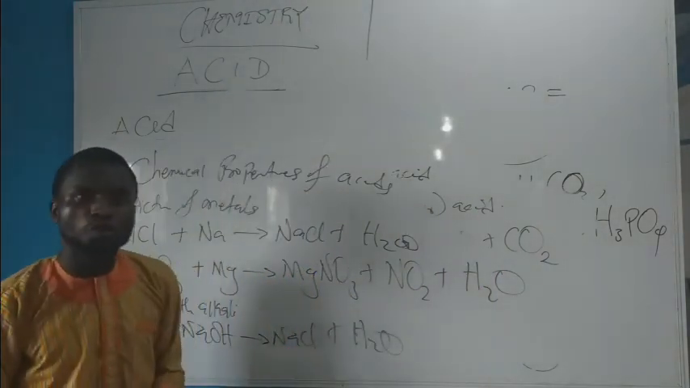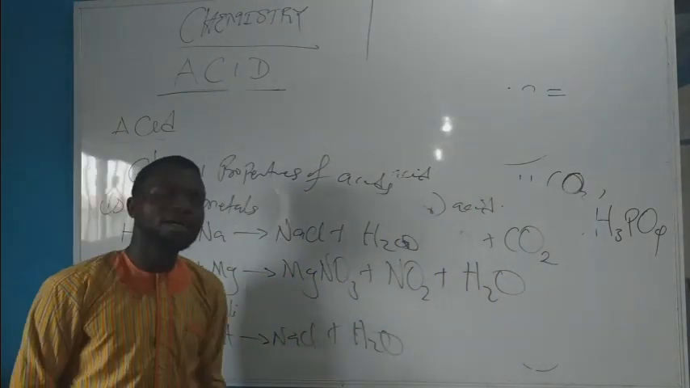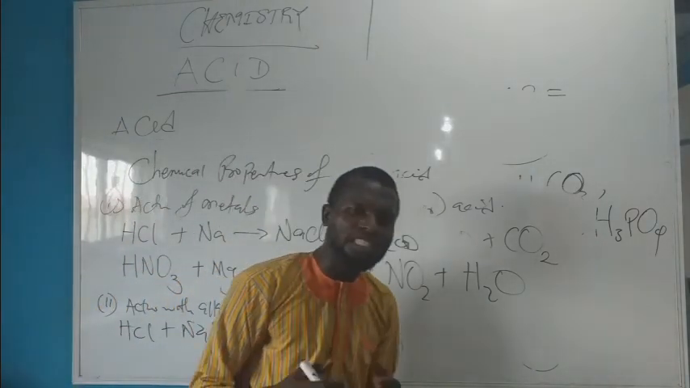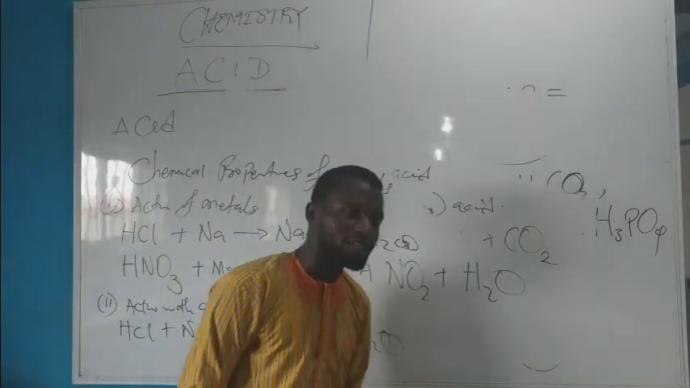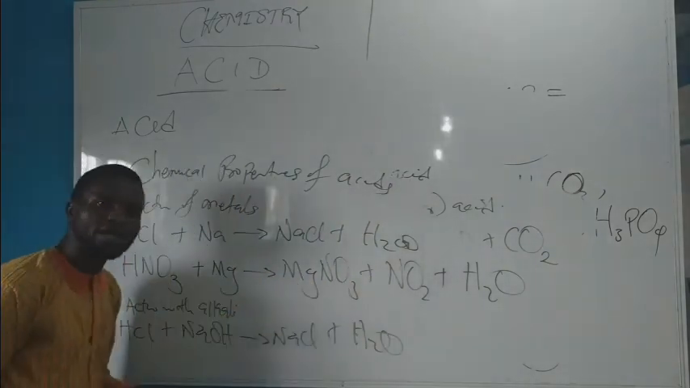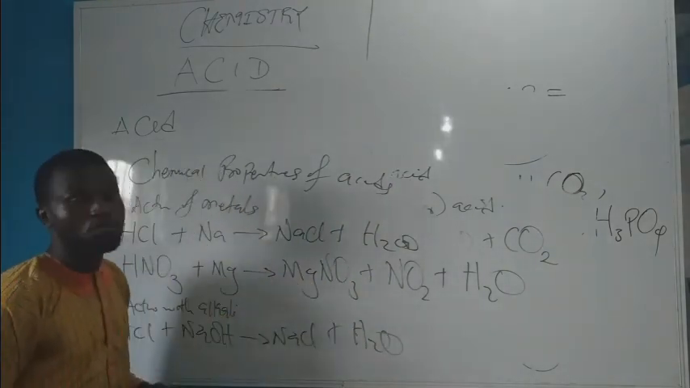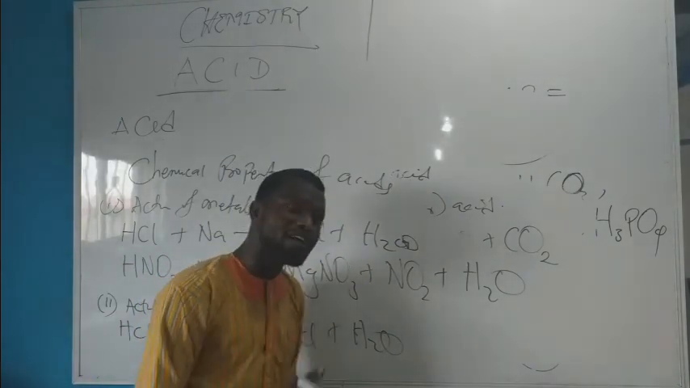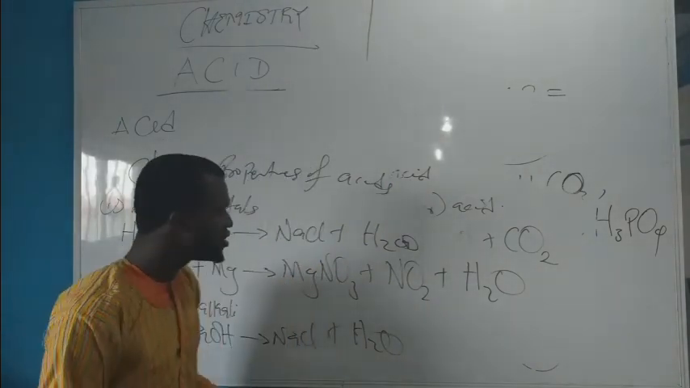Then they are also used in mercerizing cotton. Acids are used in mercerizing cotton. Some are used in the manufacture or development of drugs and important chemicals. Some are also used as reagents in the laboratory. Example, trioxonitrate 5 acid, old name nitric acid.